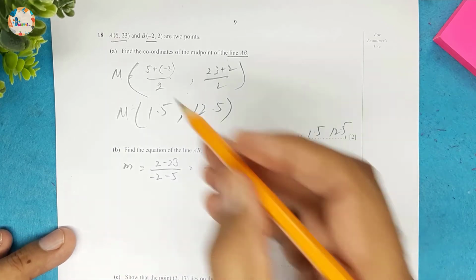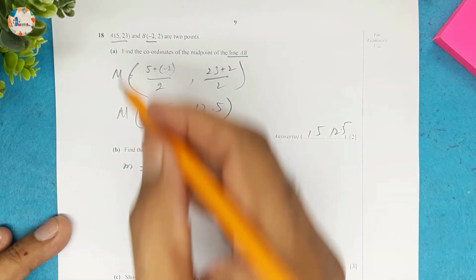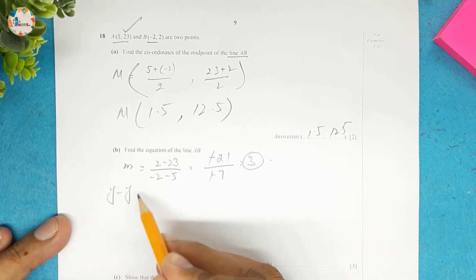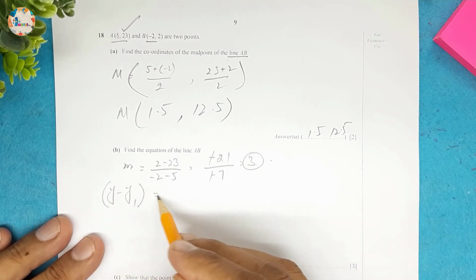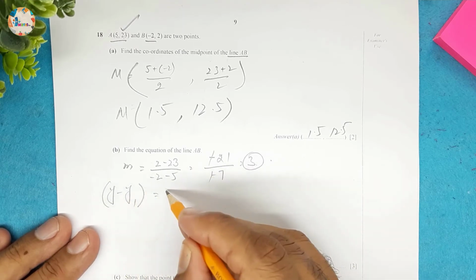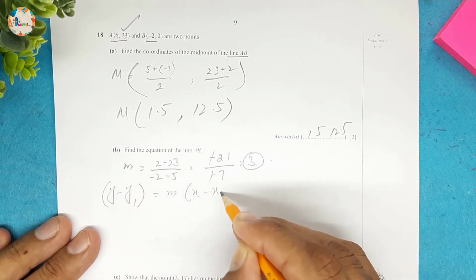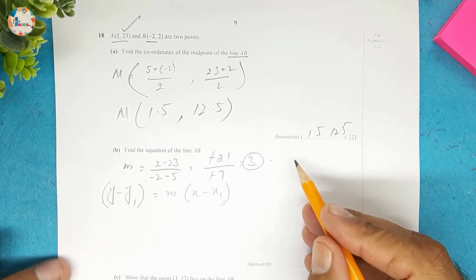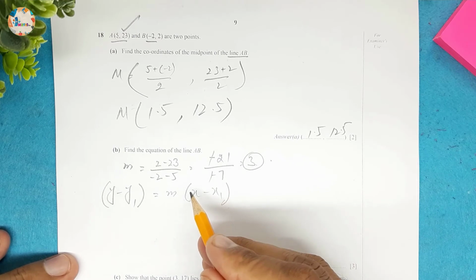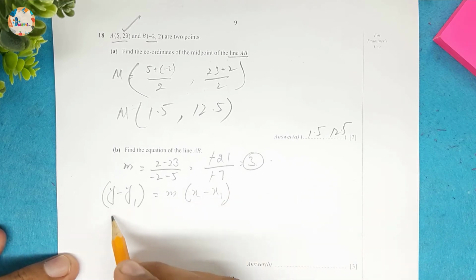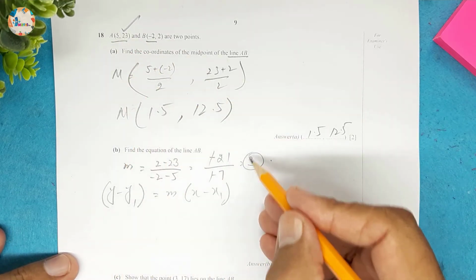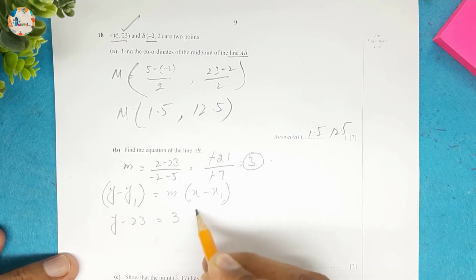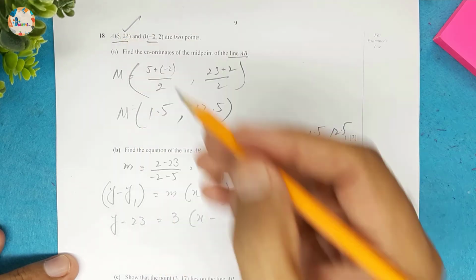Now we have the gradient, we can use any of these 2 points. I'm using this point A, so we can write in the formula. The formula is the equation of a line in point slope form: y minus y1 is equal to m into x minus x1. This is the easiest way. If we use the other one, y is equal to mx plus c, first you will have to find the value of c. But with this one you can directly replace the value of the point and the gradient. So y minus 23 is equal to 3 into x minus 5.